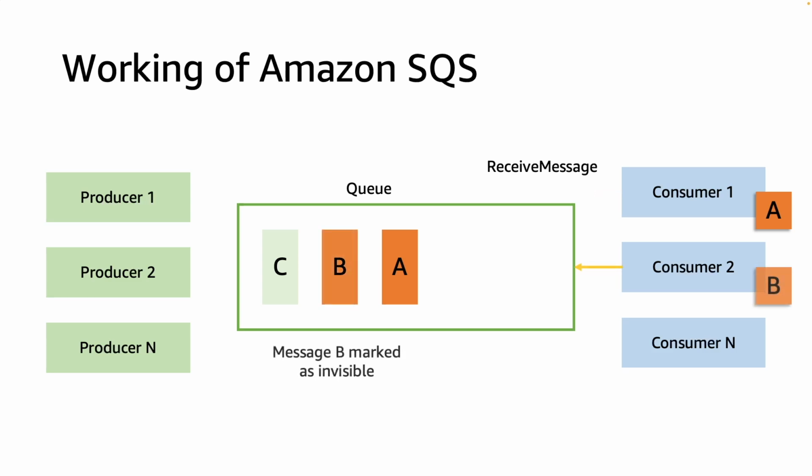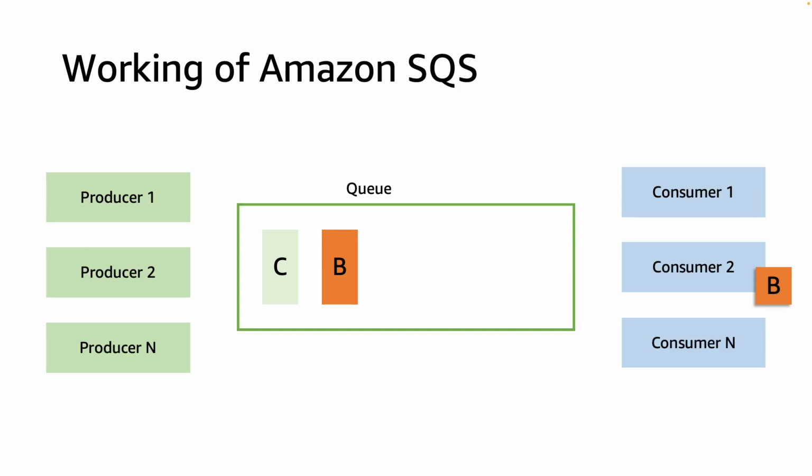Now, consumer 2 will come and start consuming the message B. Now, message D will be marked as invisible. So consumer A consumes the message and deletes the message within the visibility period. That means the message will not be consumed by any other consumer, and it is gone from the queue.